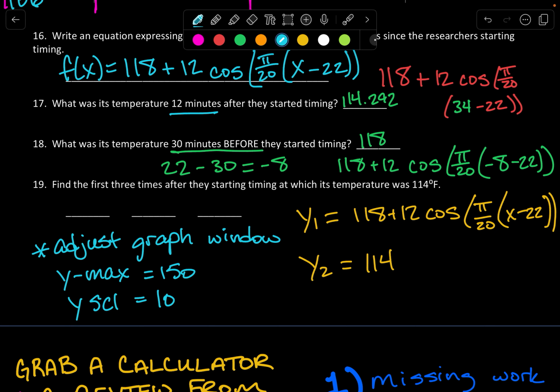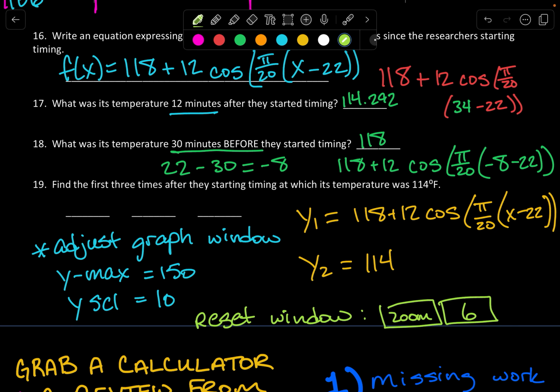As you are working this out, if you can't see enough right or left, you need to change your x max or x minimum. Mine's thinking again. If you have to reset your window, if you have to do that at all on your graph, it's zoom 6. That will reset your window. So I'm on mine right now. I'm changing my y maximum to 150. I'm also going to let my y count by tens. I'm going to see what that looks like. I can finally see some of the graph on here.